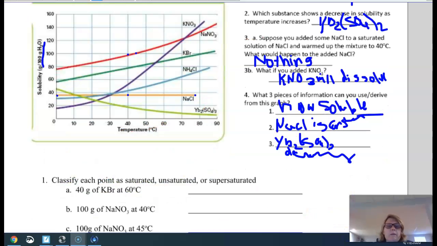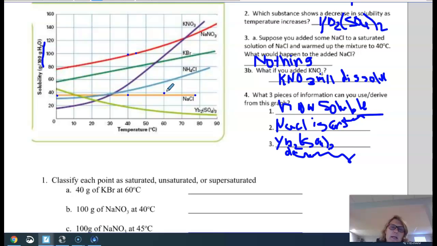So now the reason we have solubility graphs is actually to determine if a substance is saturated, unsaturated, or supersaturated. So really, it's pretty simple. So we'll go through the first one. It says 40 grams of KBr at 60 degrees Celsius. So I have 60 degrees Celsius. I've got to find KBr, and KBr is this green line here. So I'm going to find 60 degrees, and then I'm going to find 40. So this is where it would be.